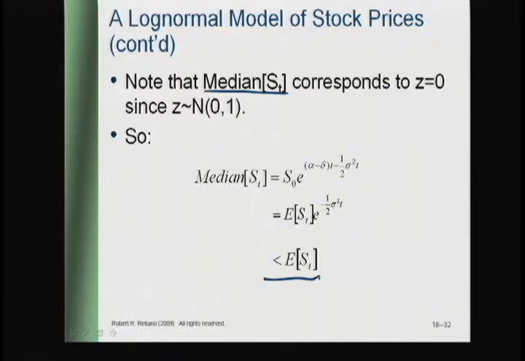Okay? So what we're saying is that it's smaller because of the adjustment of this e to the minus a half sigma squared. And again, how did I derive this formula? Just observing that the median of the S distribution comes from the median of the Z distribution, which we know is 0.